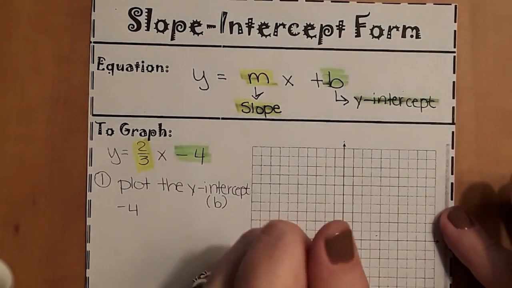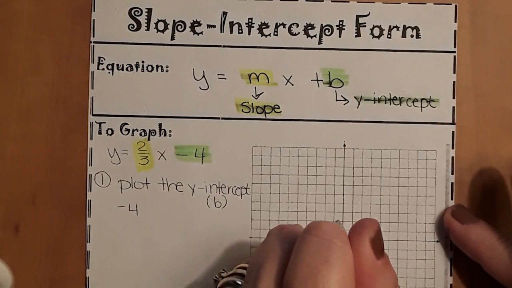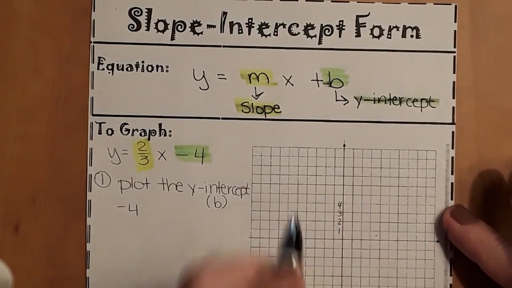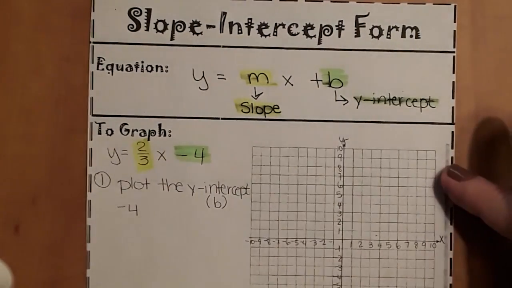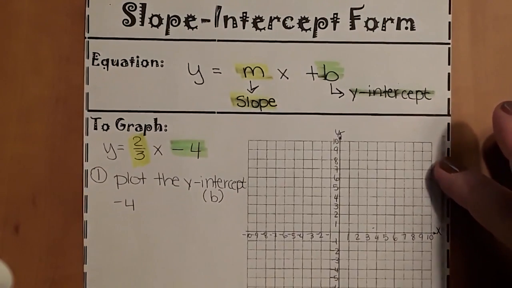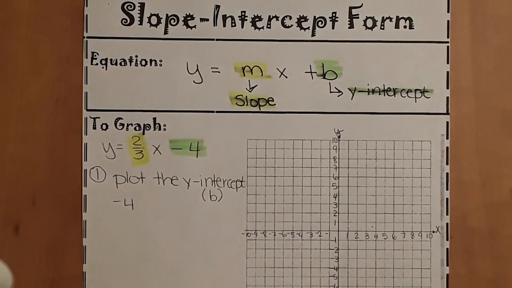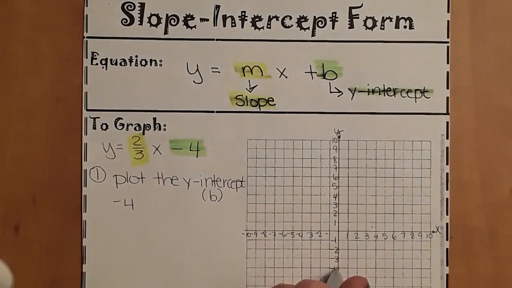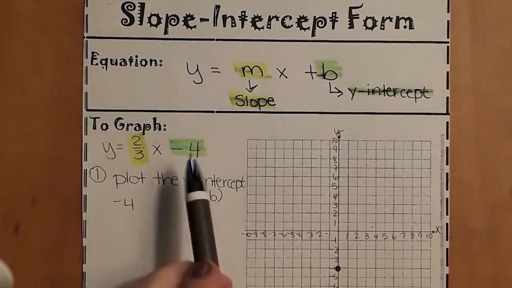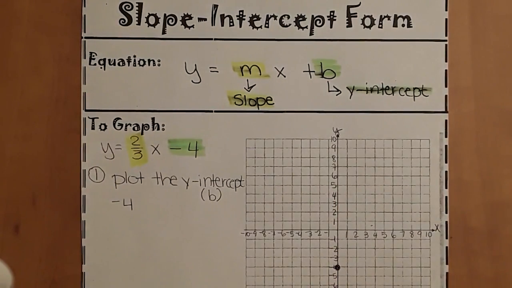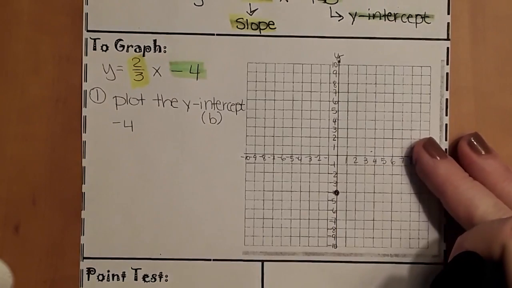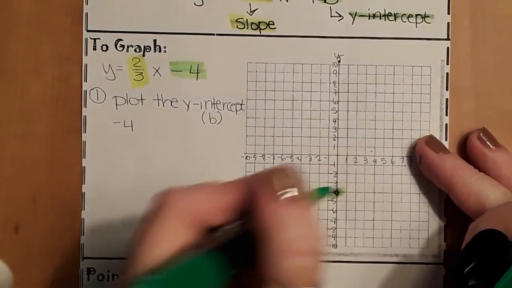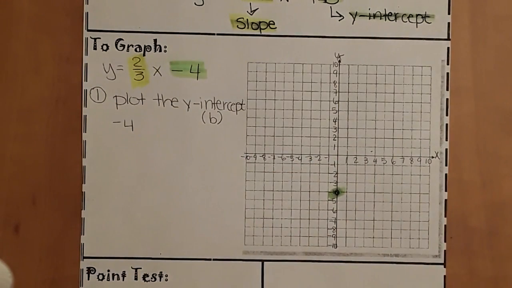If your graph is not labeled, you guys can go ahead and number it. 1, 2, 3, 4, and so forth. This will help you better to find your y-intercept. Our y-intercept is a -4, coming down on the y-axis and putting our first point. My y-intercept is green, so I'm going to highlight my dot, or my y-intercept, green.